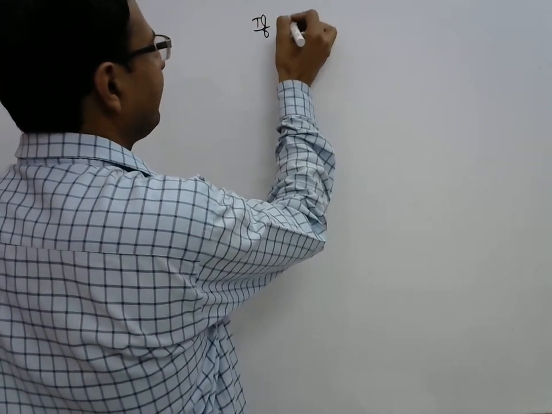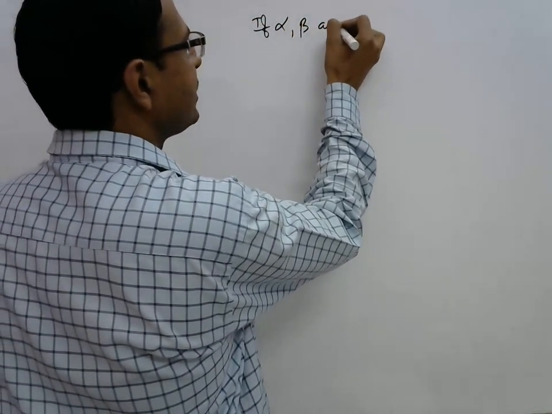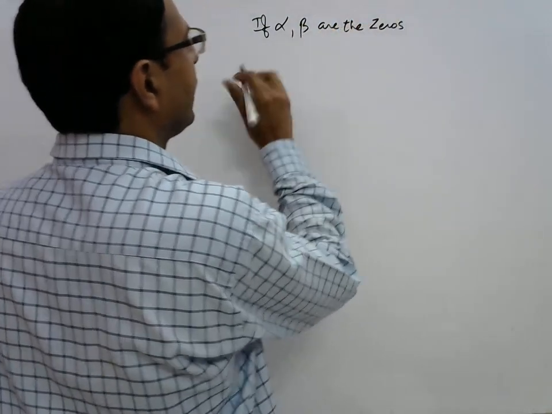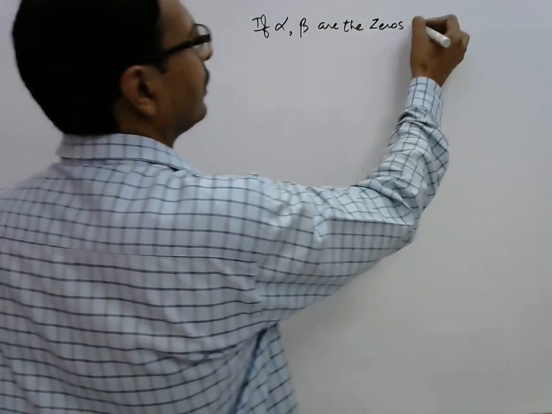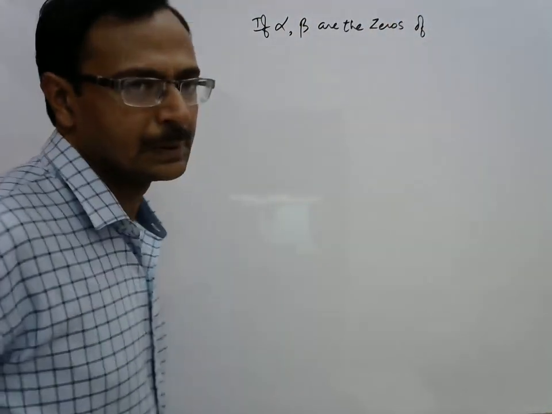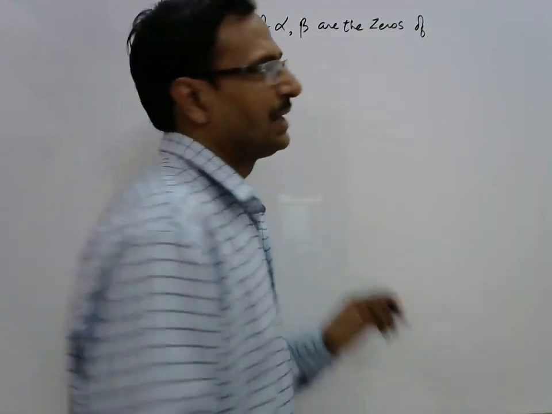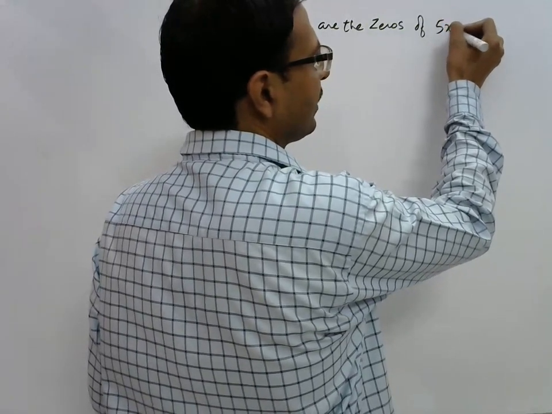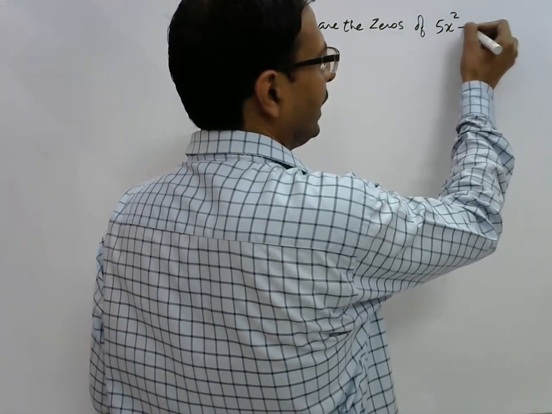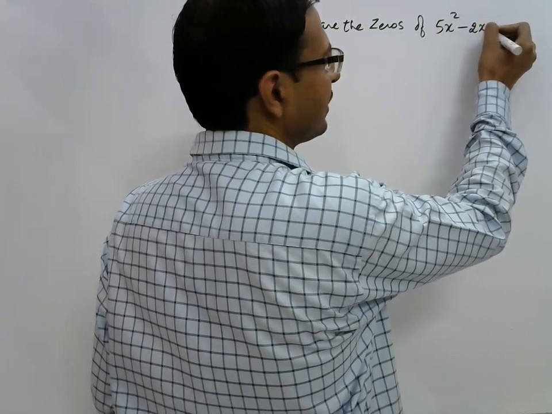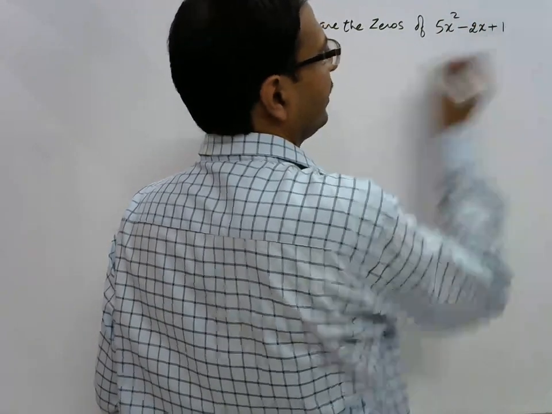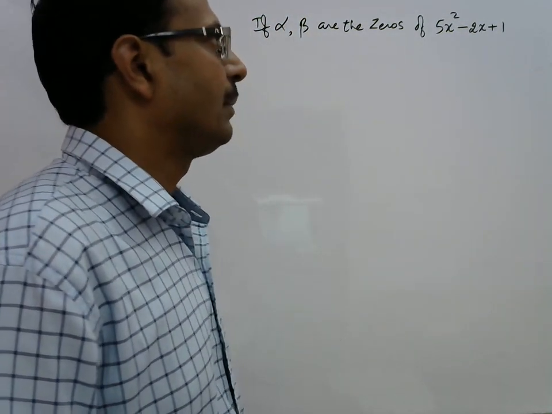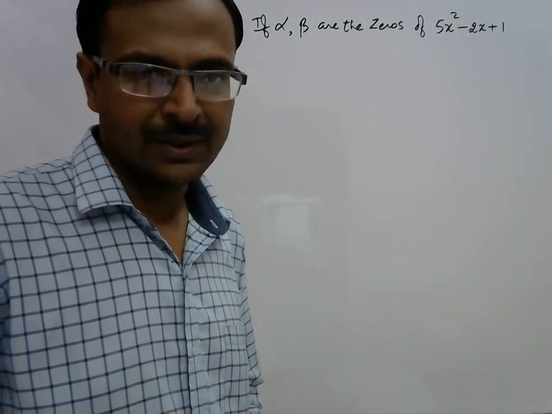If alpha and beta are the zeros of... now the equation given is 5x square minus 2x plus 1.